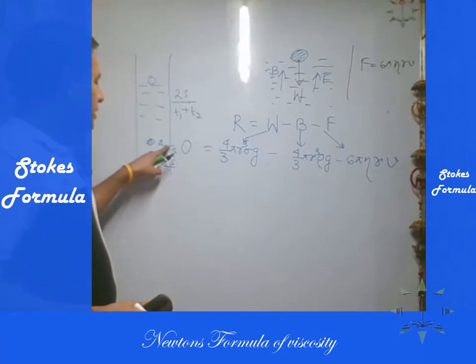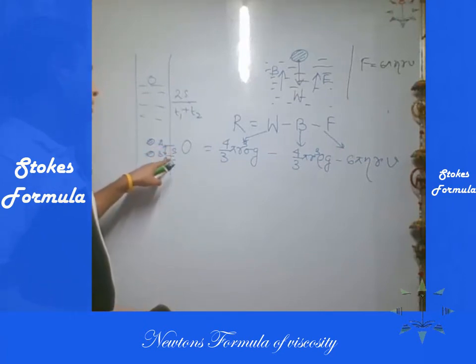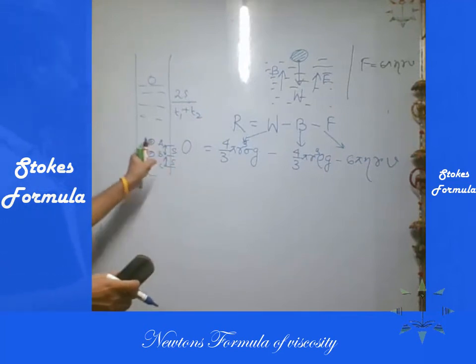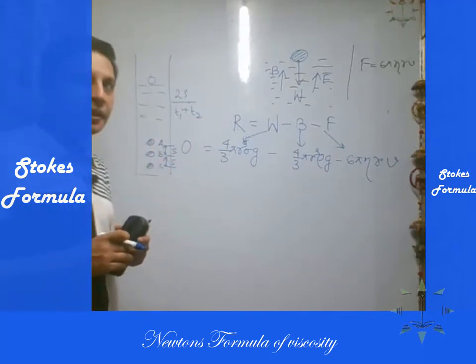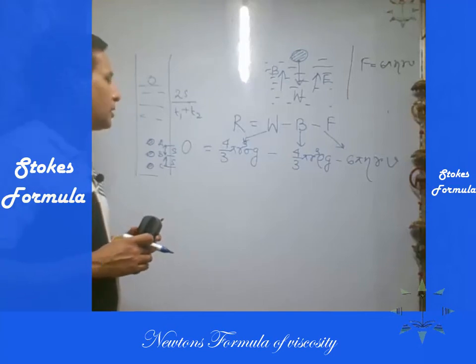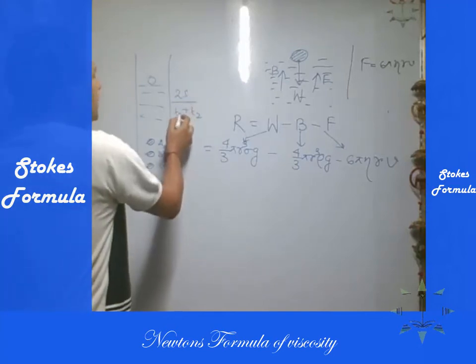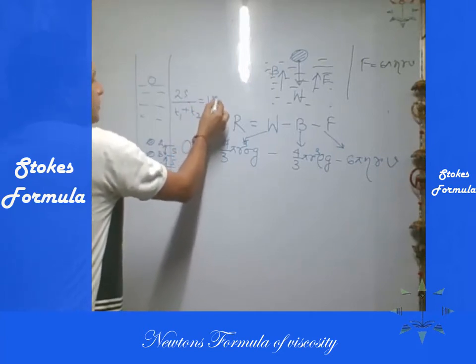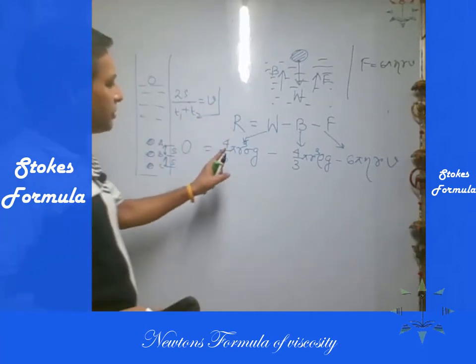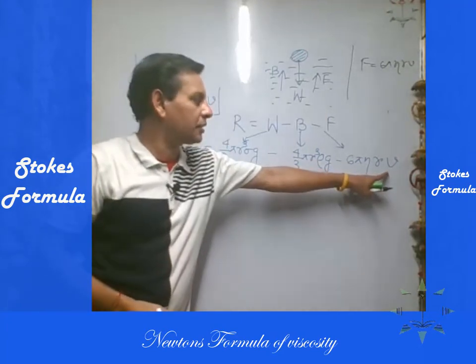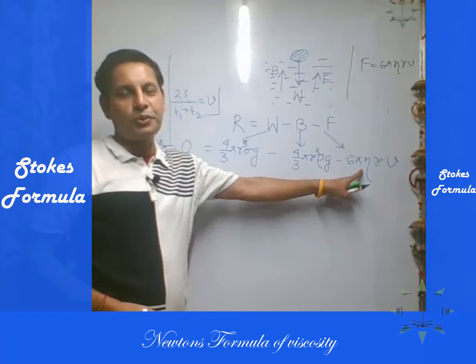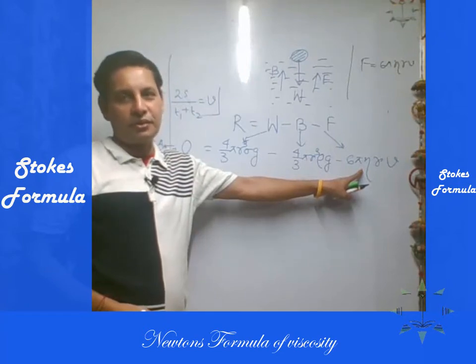If you find that the time taken from A to B is about the same as the time from B to C, it means this sphere has attained the terminal velocity. Now, distance by time, 2s by t, is the velocity. In this equation everything is known, even the velocity. What is not known is eta, so you can find out the coefficient of viscosity using this equation.